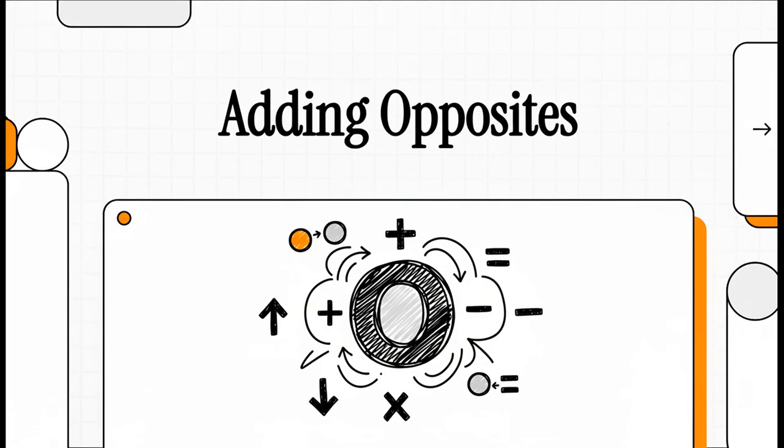All right, today we're going to dive into something that sounds a little bit like a magic trick. It's this mathematical rule about how adding opposites can leave you with, well, absolutely nothing. It seems simple, right? But it has some seriously powerful consequences.